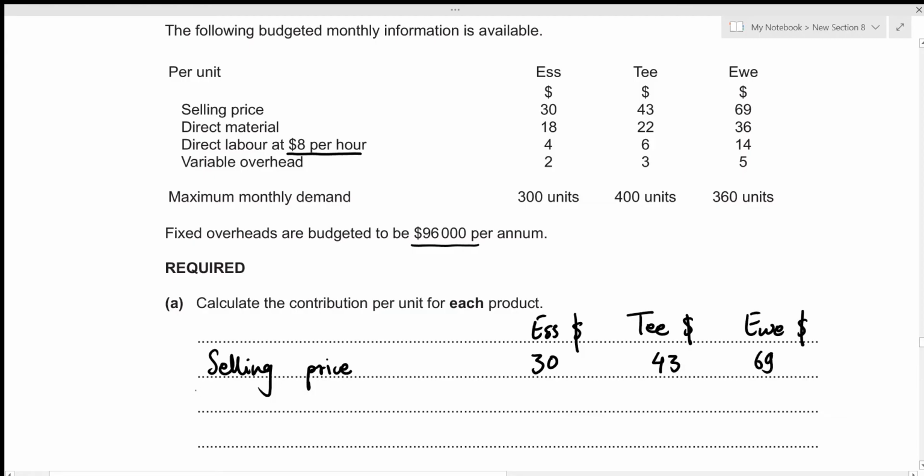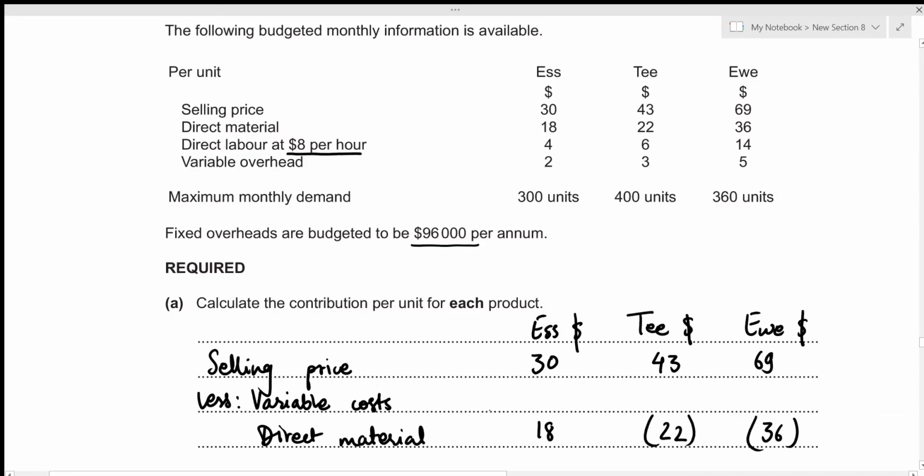Now we just need to subtract all of the variable costs. So the first one is direct material. And the cost for direct material is 18, 22, and 36 respectively. So we need to subtract this. That's why I'm writing it in a bracket.